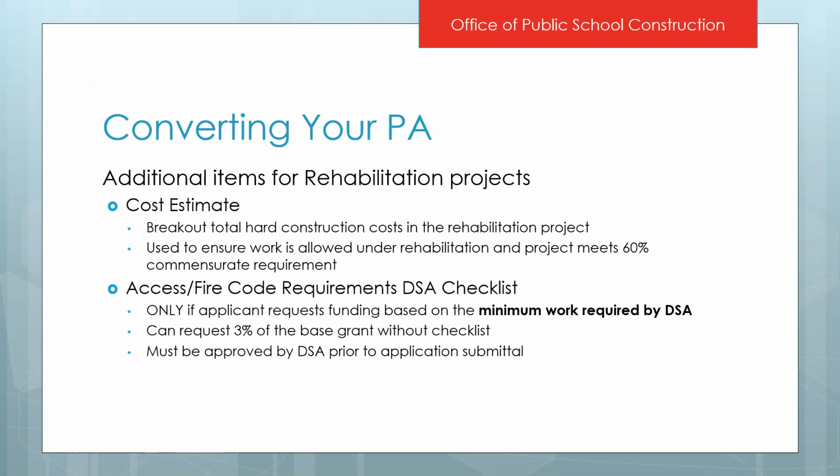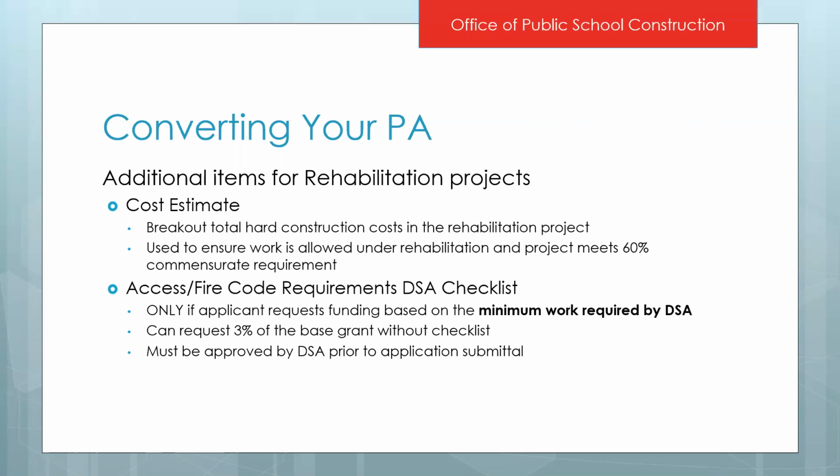If you have a rehabilitation project, the additional item that you'll need to submit is a cost estimate that breaks out all of the total hard construction costs in the rehabilitation project. Now, this is a format that you can pick yourself. We do not have a template for this like we do for site development. What we're going to use this for is we're going to review all of the hard construction work and make sure that it is allowable under rehabilitation. And we'll also use this to make sure that the project meets the 60% commensurate requirement. I'm going to touch on that requirement in a few slides.